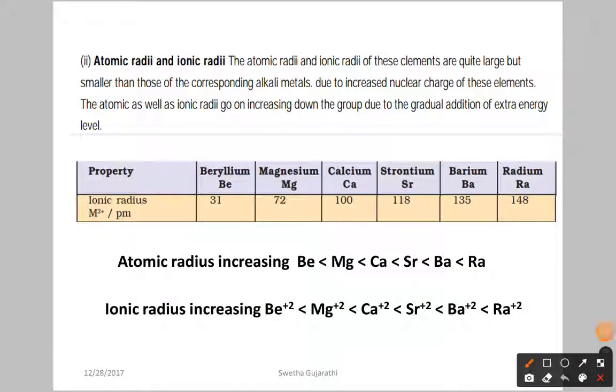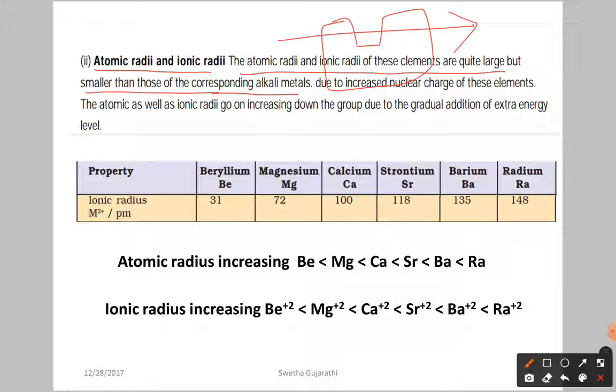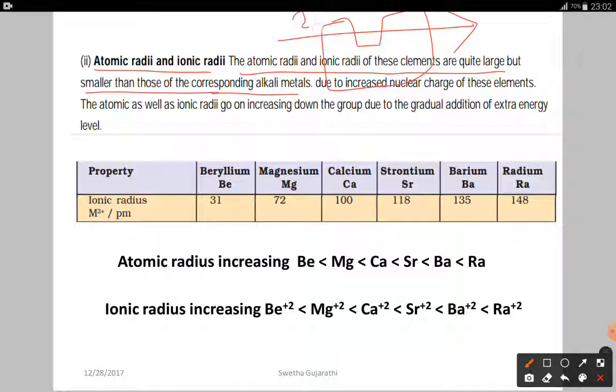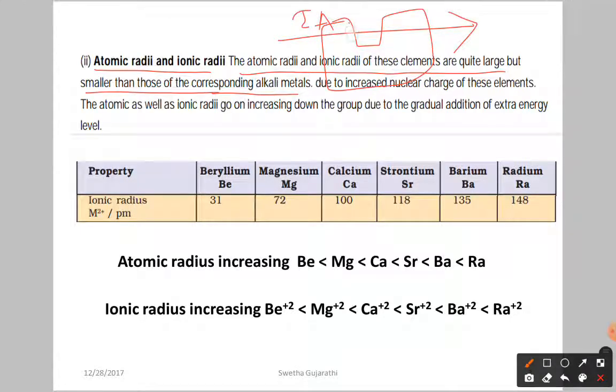Now if you see the atomic radius and ionic radius, the atomic and ionic radii of these elements are quite large but smaller than those of the corresponding alkali metals. As you know very well in a periodic table, if you go from left to right, the size is going to decrease. So the first A group has a larger atomic radius and ionic radius, but comparatively these second A elements, the alkaline earth metals, have somewhat smaller size.